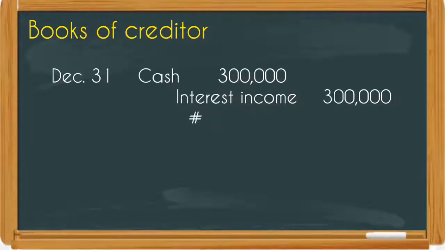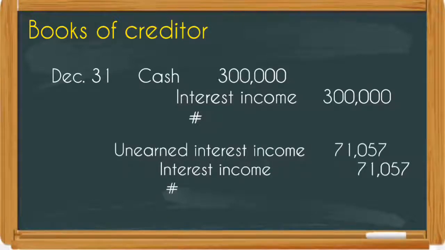At year-end, the creditor will recognize interest income. So, debit cash 300,000 and credit interest income 300,000. The amortization of the discount for the debtor becomes interest income for the creditor. So, debit unearned interest income, 71,057, and credit interest income, 71,057.